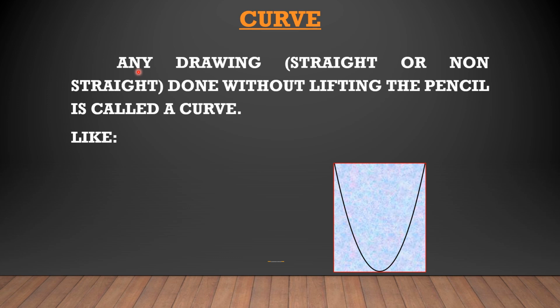So first is curve. Any drawing that is straight or non-straight done without lifting the pencil is called a curve. So dear children, here you can see in this curve, suppose this is a starting point and this one is the end point. Without lifting the pencil on the plain paper, we are drawing this curve. So simply it is called curve.